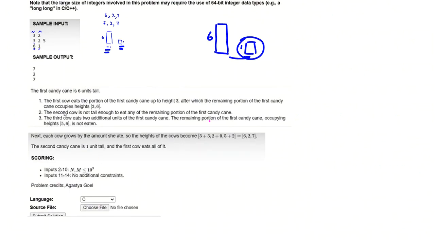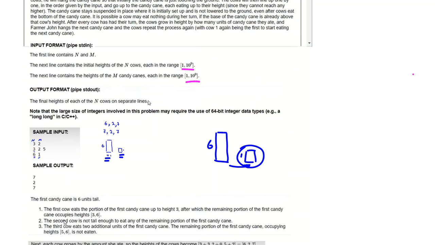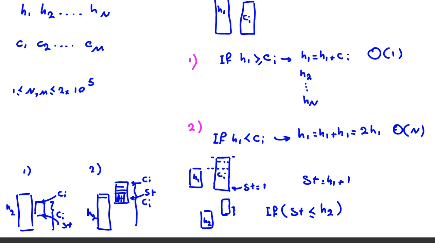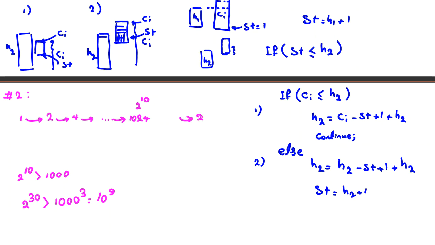From 1 to 10 to the 9. Okay. So when h1 is doubled, it means h1 is less than ci. So h1 at first is at least 1, then in the next step if it's doubled, 2, 4, for example, 1024 is 2 to the 10. Okay, so 2 to the 10 is greater than 1000. So we can say 2 to the 30 is greater than 1000 to the 3, so it will be 10 to the 9. So after the 30th step, we reach a number that is 2 to the 30.